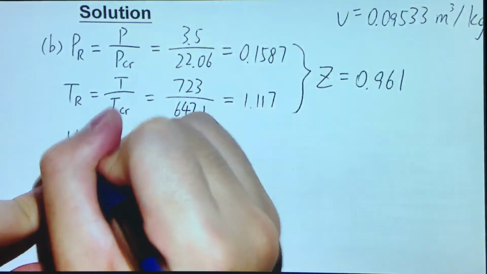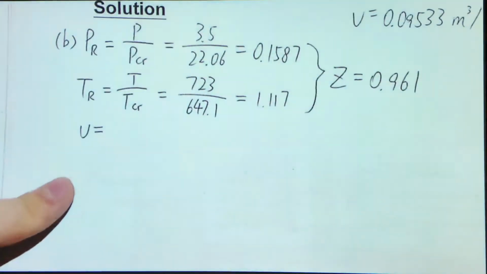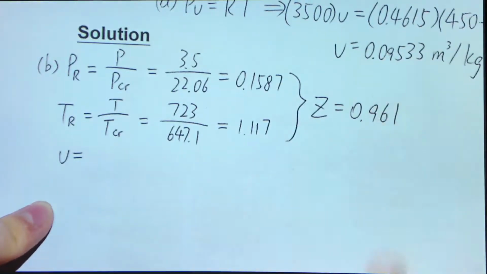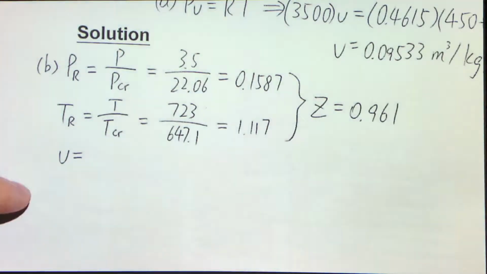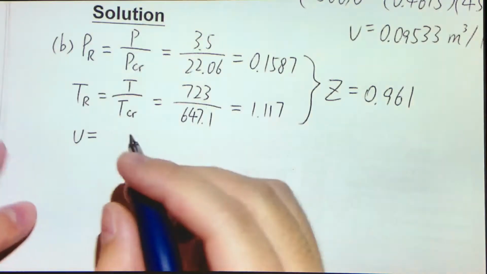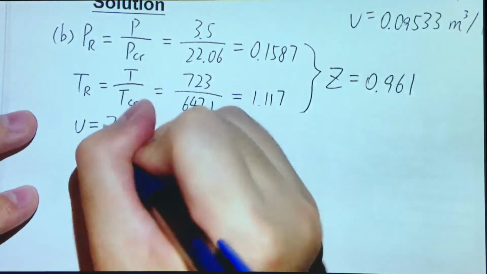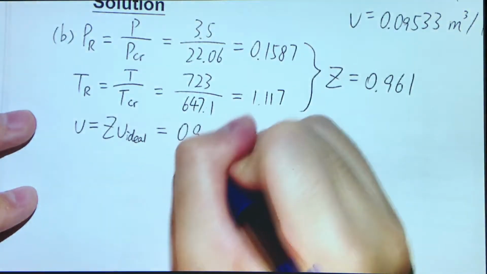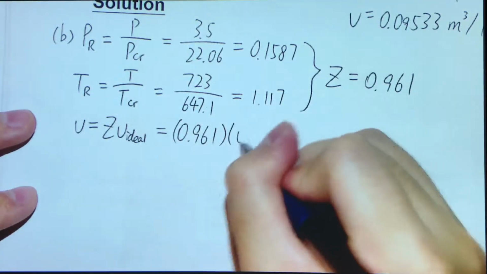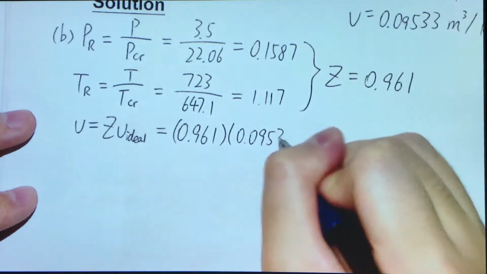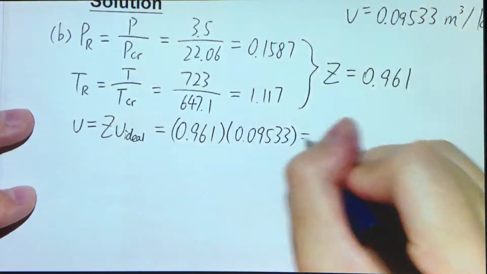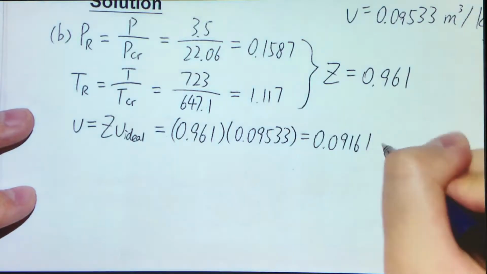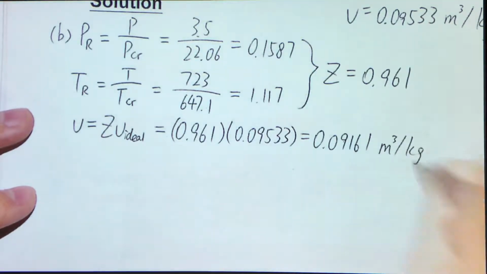So we can get the actual volume by this. Because we have got the ideal gas volume, if we assume that this water is an ideal gas, we just find the actual one by Z times v ideal, which is 0.961 multiplied by 0.09533, which is equal to 0.09161 meter cube per kg.